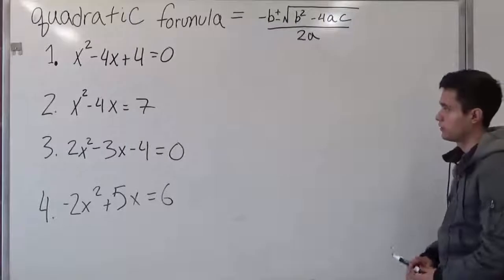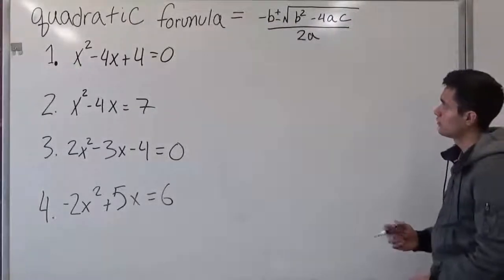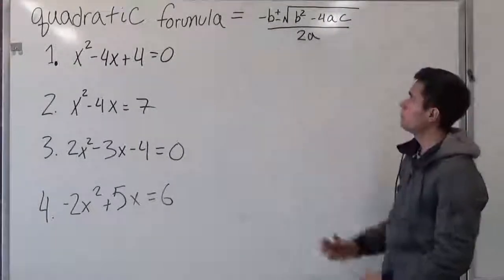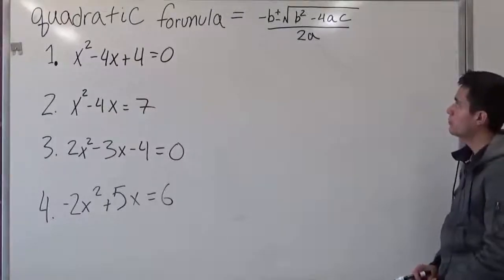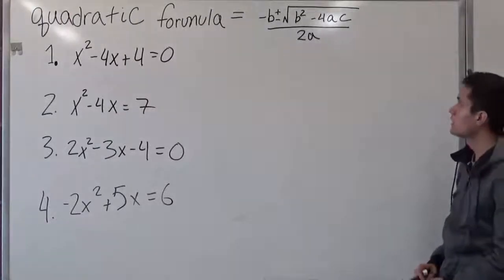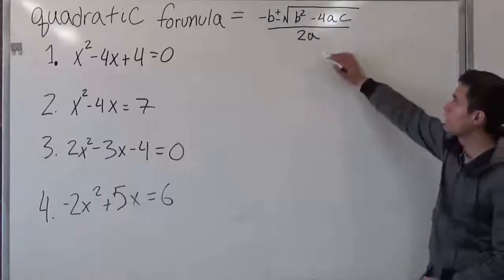So today we have a special formula that we're going to use to solve all these four problems. So as you can see, it's negative b plus or minus the square root of b squared minus 4 times a times c divided by 2 times a.